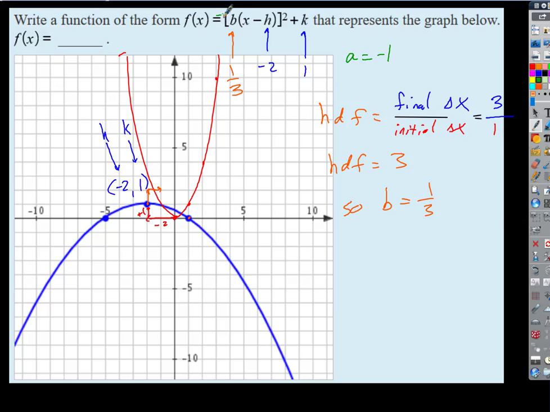So our answer, what would it look like? Our blue function here is going to be -1/3 times x minus -2, which is plus 2. That makes sense, because remember, when we do x plus 2, we're going left 2, and then outside of everything, we're going to add 1. So that's our answer right there, isn't it?